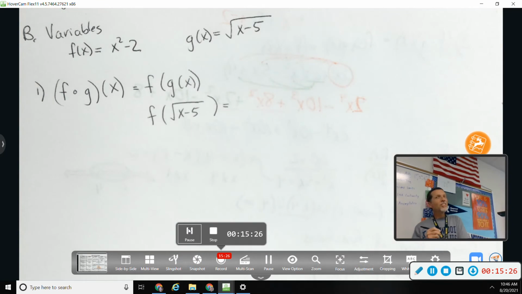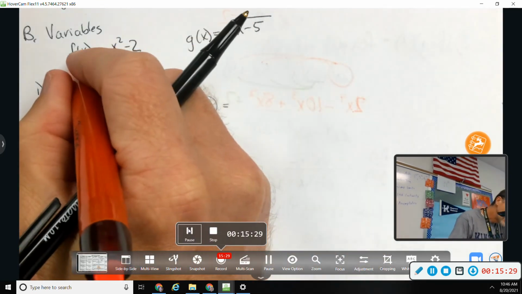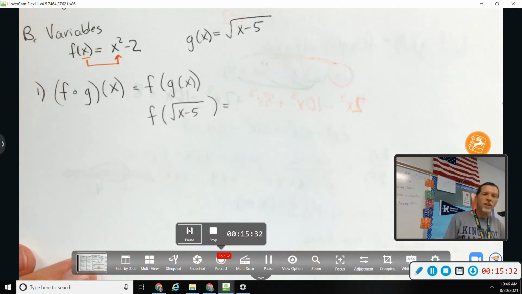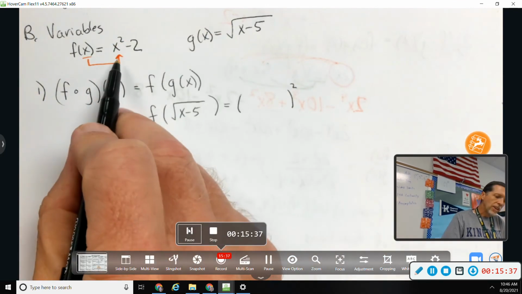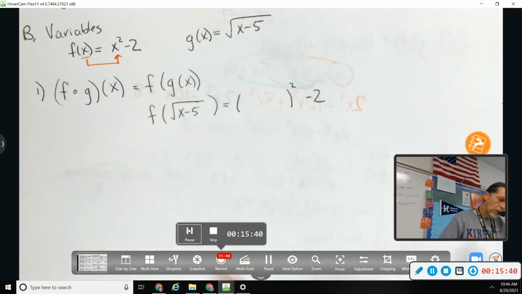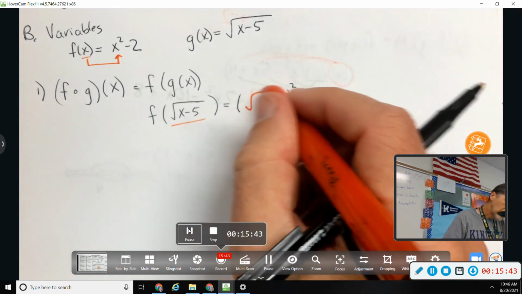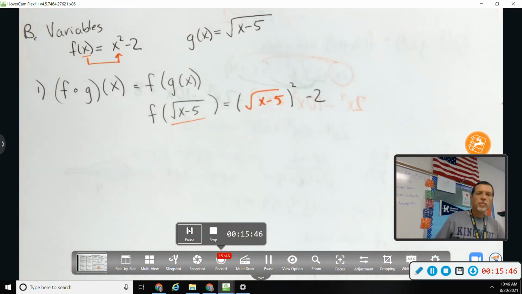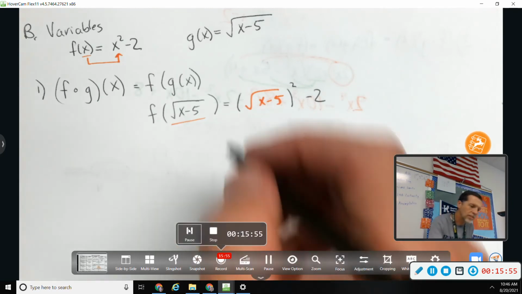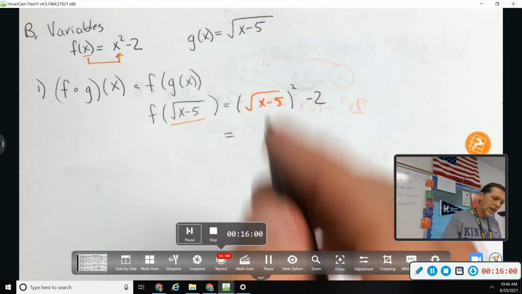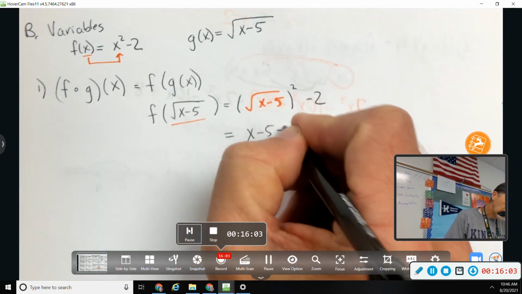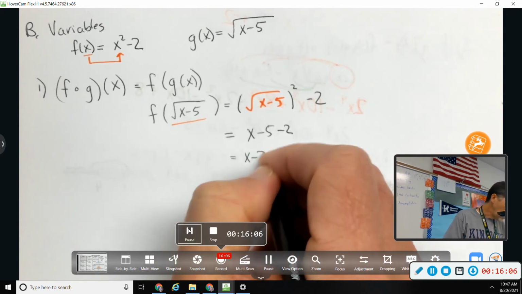So it actually turns out okay, some of you peeking ahead. So I'll take my f function, whatever's in parentheses goes in on the other side. So the f function is whatever the input is, square it and subtract 2. Whatever the input is, square it and subtract 2. Well, this works out okay then. It's not always going to be like this, but this one's kind of rigged because what happens when we square the square root? They cancel each other out. So x minus 5 minus 2 equals x minus 7.